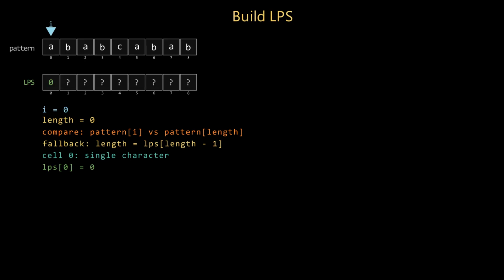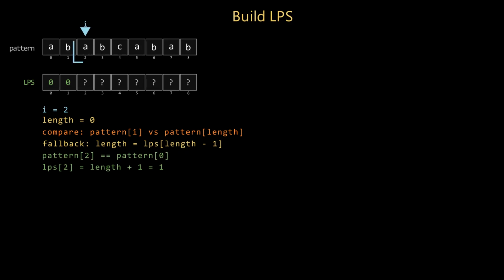Now build the LPS array for the given pattern. LPS at each cell means the longest proper prefix of the substring ending there, which is also a suffix. The key comparison is always pattern at I against pattern at length. Cell 0 has only one character. A one-character string has no proper prefix, so LPS at 0 is 0. For cell 1, compare pattern at I with pattern at length. They do not match, so LPS at 1 is 0.